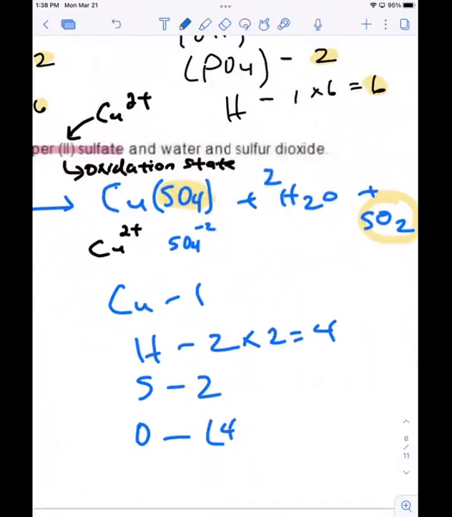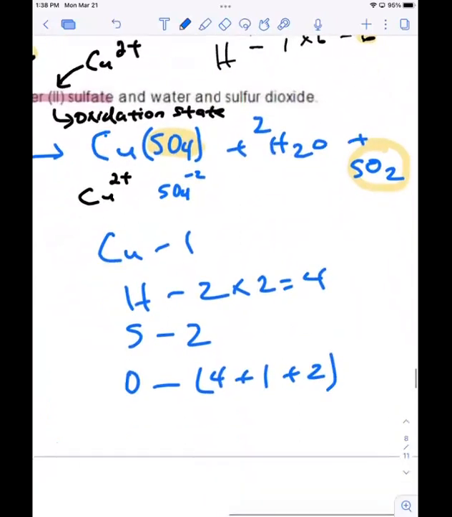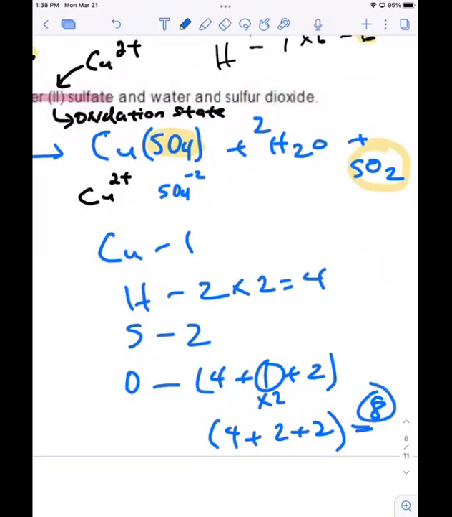You have 4. It was 4 plus 1 plus 2. Are y'all following? 4 from the SO4, 1 from the water, and then 2 from SO2. So now if I take that water and multiply it by 2, I'm going to get 4 hydrogens. And then this number, which was from the water, I'm going to multiply that by 2. So now I'm going to have 4 plus 2 plus 2, which is going to give me a grand total of 8.